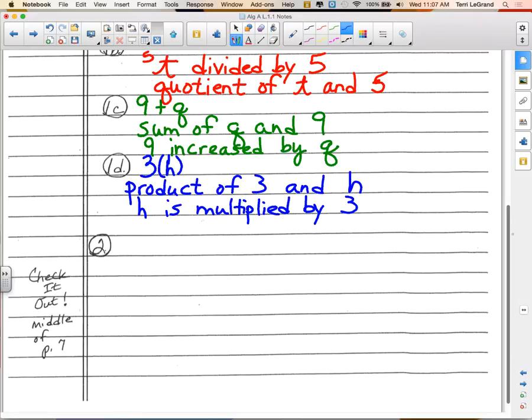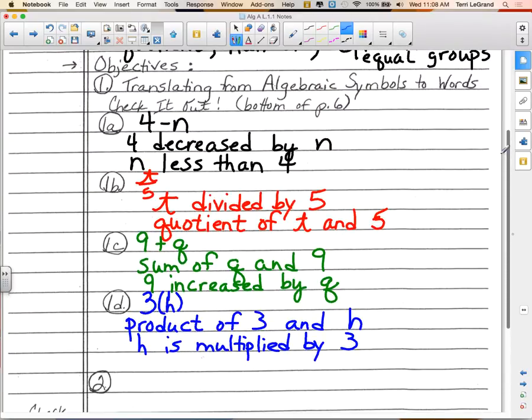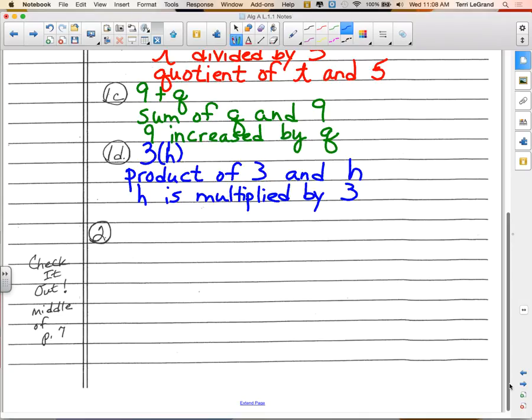Could we have said 3 is multiplied by H? Sure we could have. Multiplication isn't here. Okay, so here we're practicing changing algebraic expressions into our English language, basically. How would it be stated in the English language when they give it to us algebraically? Okay, and then in number 2, we are practicing going in the opposite direction.